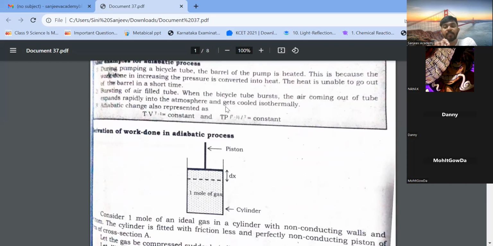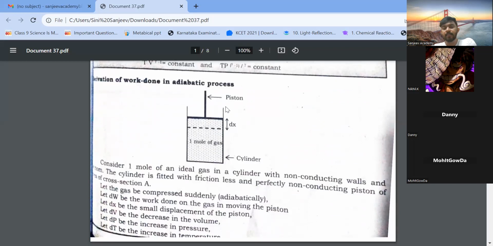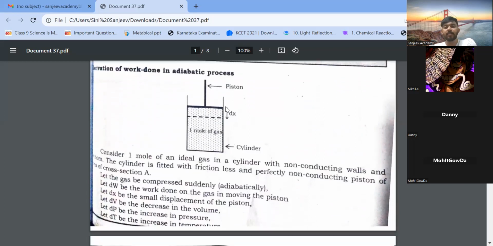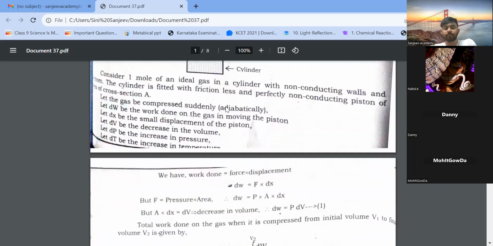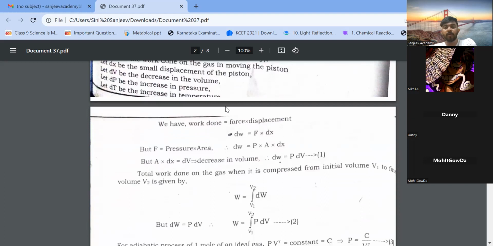In an adiabatic process, heat will be constant. I already told you in the last class. So let's see the derivation of work done in an adiabatic process. We all know work is force into displacement. I'll write it here. Work done is force into displacement, correct? So F dot dx. Same thing I did in the last class.